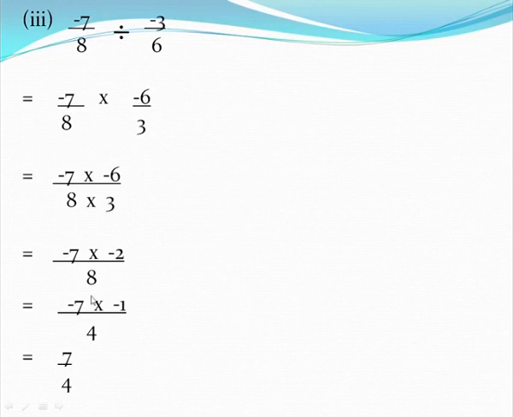Now here in the numerator both the numbers are negative. So the product will become positive here. 7 ones are 7 upon 4. So the last answer is 7 upon 4. Now example number 4.